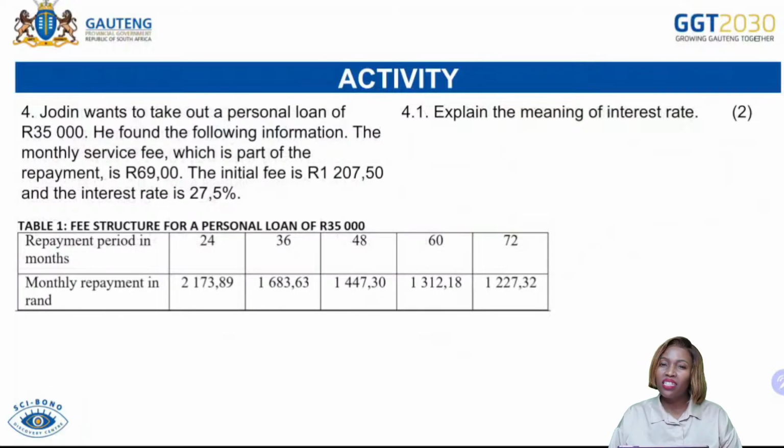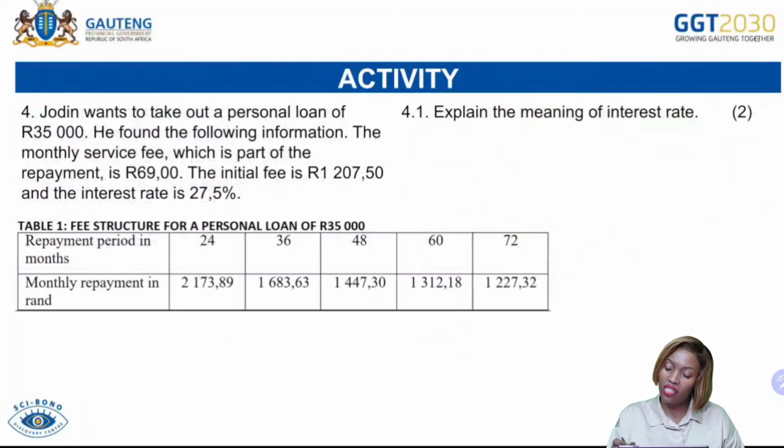4.1, remember we're not answering any questions then. We were analyzing the information that is given to us. 4.1, explain the meaning of interest rate. When you talk about interest, it is the extra money that is added or that is charged when you borrow money, or the extra money that is earned when the money has been invested.